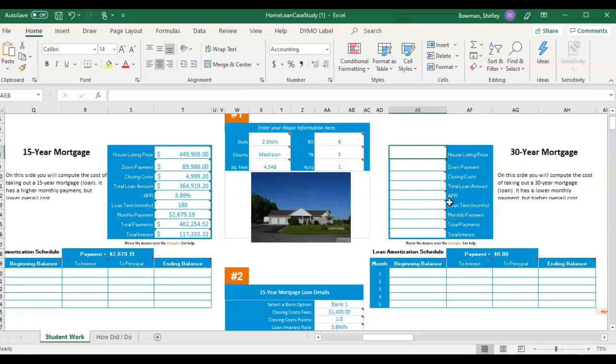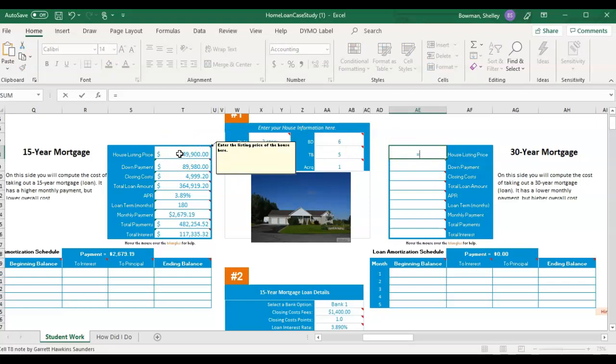Now, the one thing I'm going to do is cell reference the house over here so that in the future, if you want to change your house price, you just have to change it in this cell here, and it's just faster because it'll change everything for you.